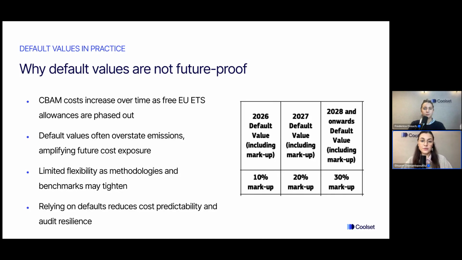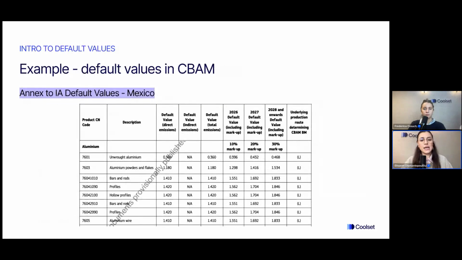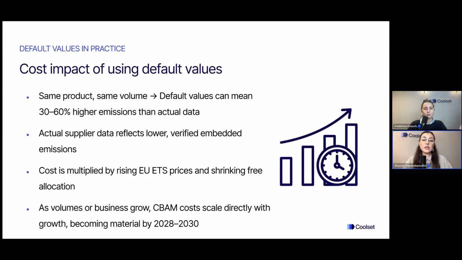Here is just an example to see how the default values annex looks like, and we have per country one table where we have all the CN codes, if available, of course, with the default values broken down to direct and indirect emissions and the markups included. There we see exactly how the values look like, but what is the cost impact of using these values? Essentially the same product, as we said, with same volumes.